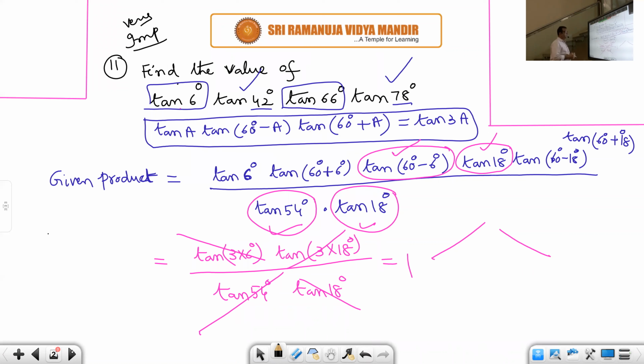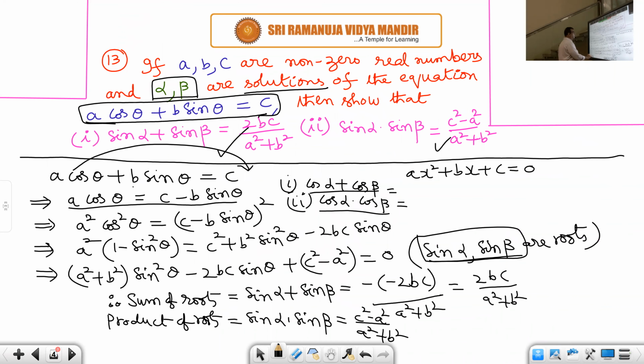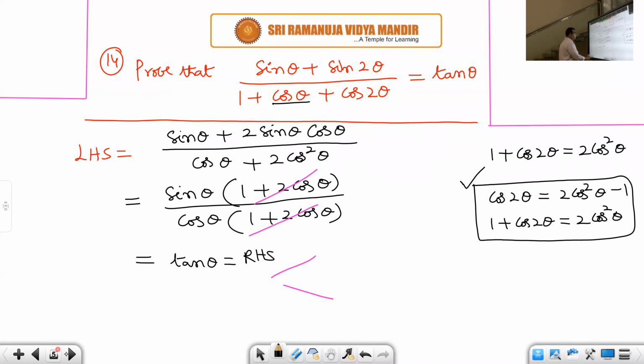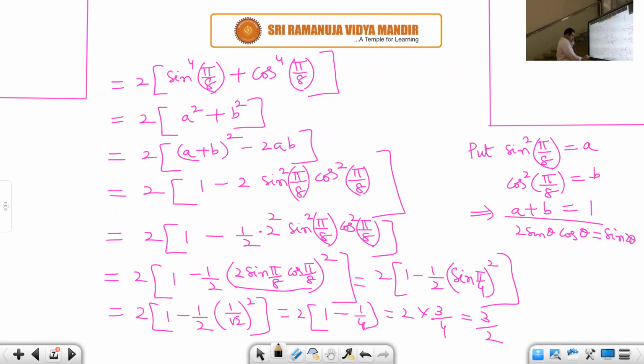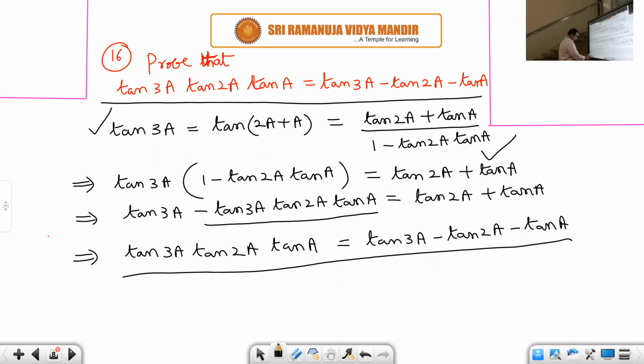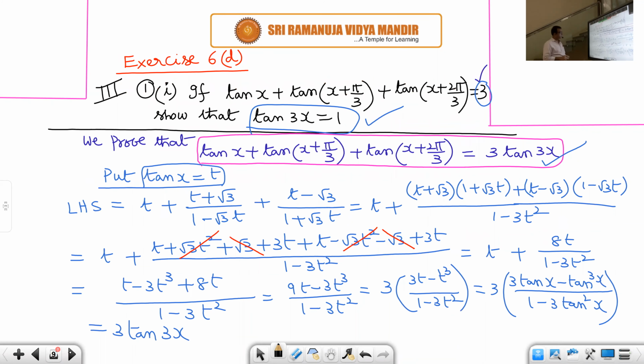Okay, this is what we have completed, not yesterday, the day before yesterday. These are the worked out examples, or solved examples, in multiple and submultiple angles. After this, I have started exercise 6D, third Roman, first question, first bit. We'll do some more problems.